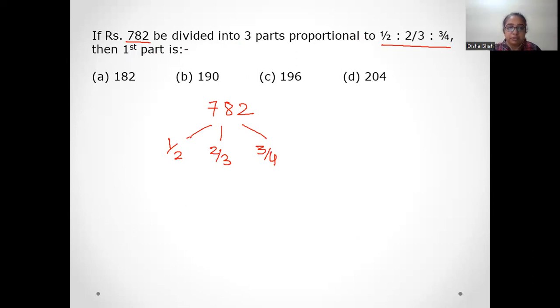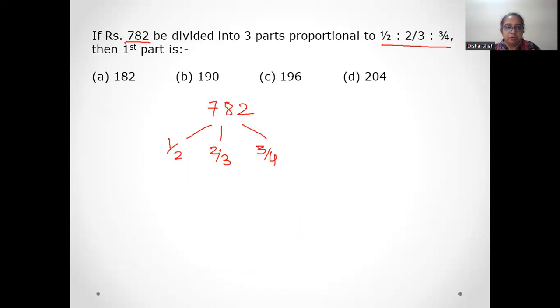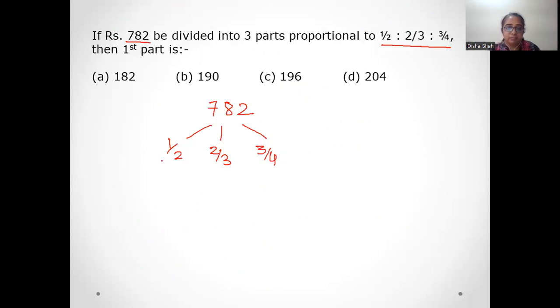Now what is the difference between the first question and the second question? फर्स्ट क्वेश्चन में आपको 1000 को डिवाइड करना था 3:2. Here you have to divide 782 in these 3 parts. So the only difference is that here the ratio was in the whole number. Here the ratio is in the form of fraction. फ्रैक्शन जो है ये हमें इतना समझ में नहीं आता है. सो हम क्या करेंगे, इस फ्रैक्शन को हम होल नंबर कन्वर्ट कर देंगे.